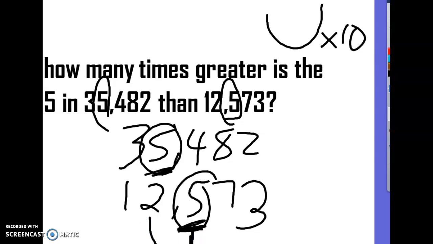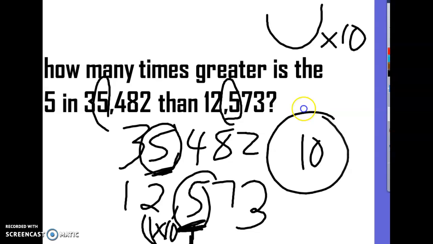We're going from the hundreds all the way to the thousands already. We put a times 10 inside. So my answer is, how many times greater is it? Good, it's 10 times greater. So remember, when you have problems like this, line up your numbers and then do your loops.